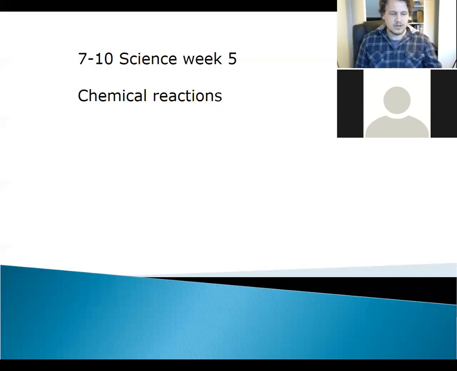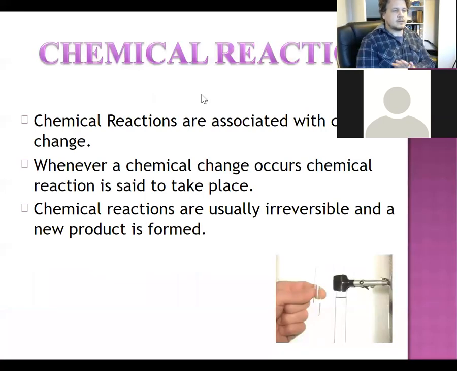So we're going to go a little further in depth into chemistry. Last time we worked on the periodic table and why things bond together. Now we're going to look at chemical reactions and what happens. A chemical reaction makes a chemical change. And whenever this chemical change occurs, a chemical reaction is said to have taken place.